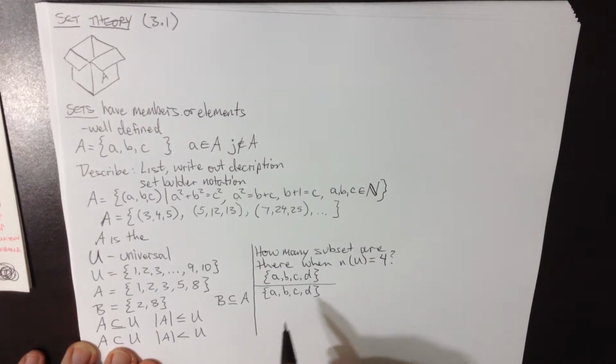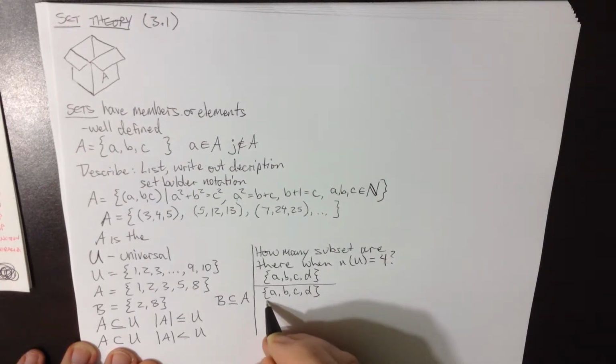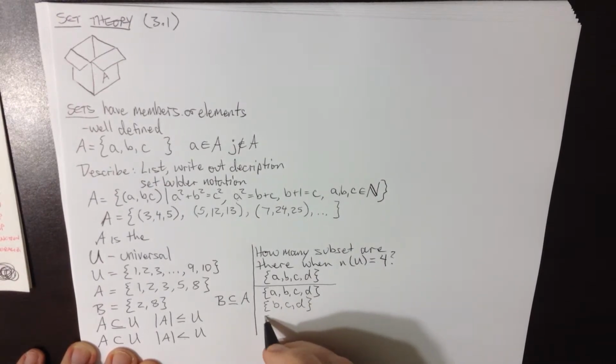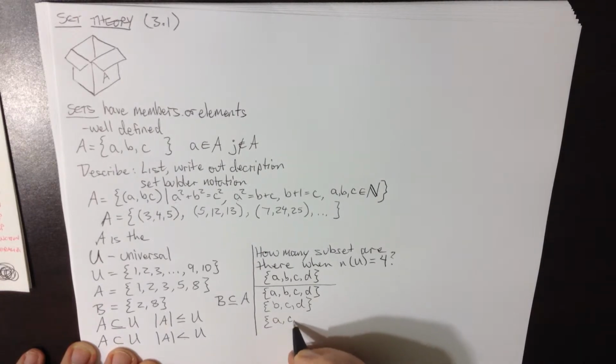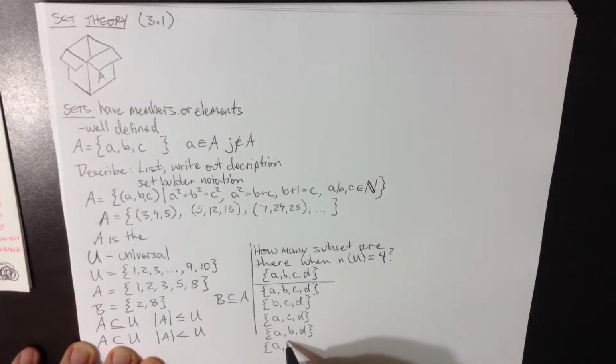So let's do this in some kind of an order. You can also create other subsets by, let's say, starting by removing one of these. So if we remove A, that's just going to leave B, C, D. If we remove B, that's going to leave A, C, D. And if we remove C, that's going to leave A, B, D. And if we remove D, that's going to leave A, B, C.